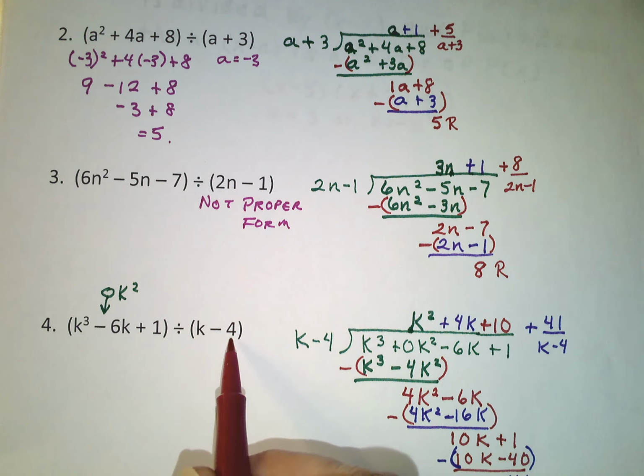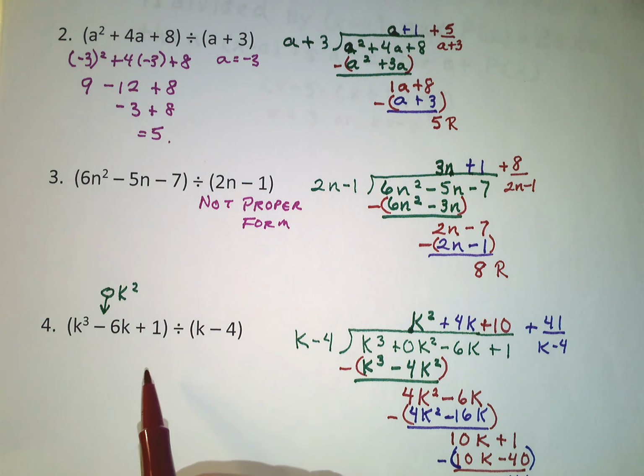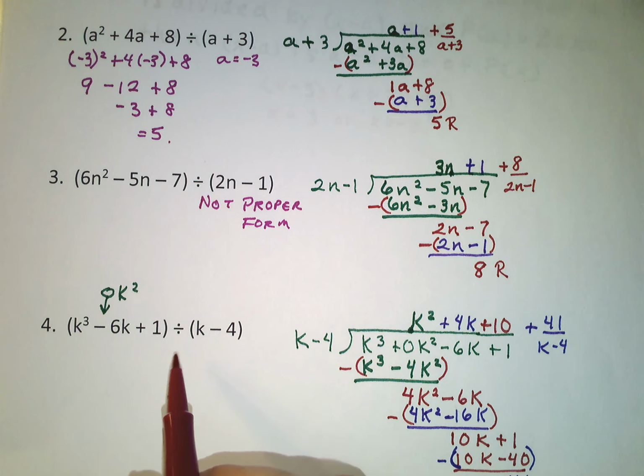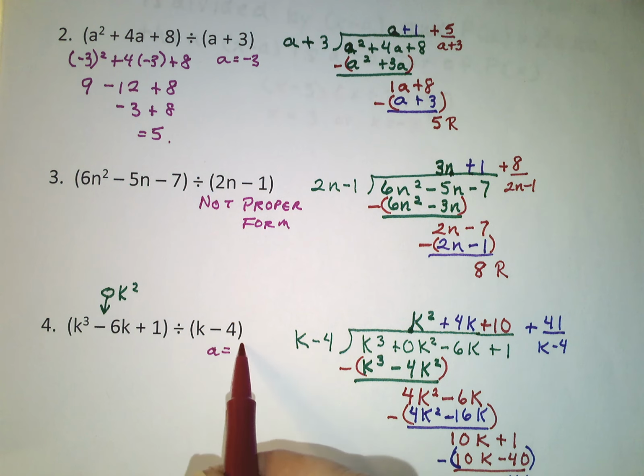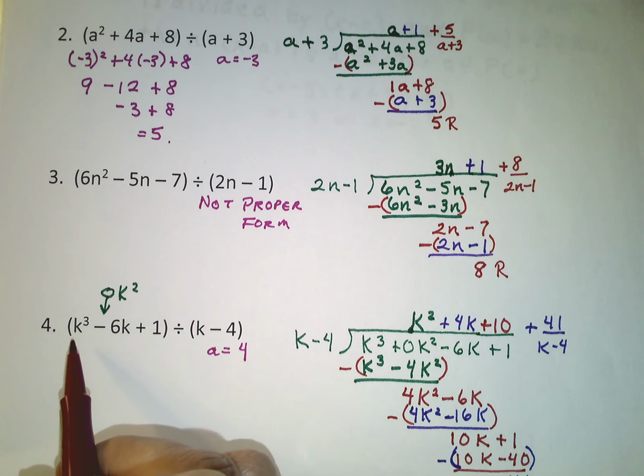We're dividing by k minus 4. 2 terms, leading coefficient is 1. We can use the remainder theorem. But we're not going to put a negative 4 in here. We're going to put a positive 4 in here. The a that we put in the polynomial is going to be positive 4. Now, when we did the long division, we had to fake in an extra. There was no k squared term in here, so we had to put in a 0k squared. When we're using the remainder theorem, we're just going to stick a 4 anywhere there's a k.